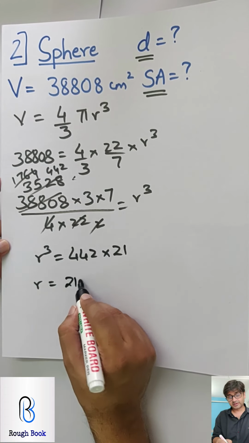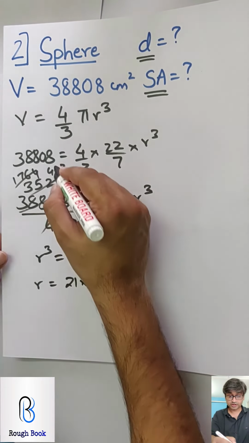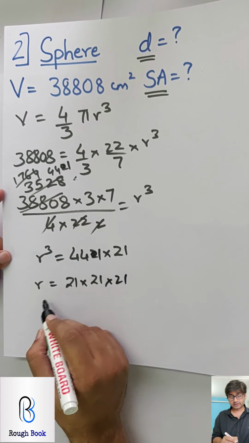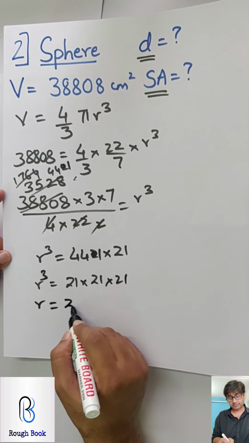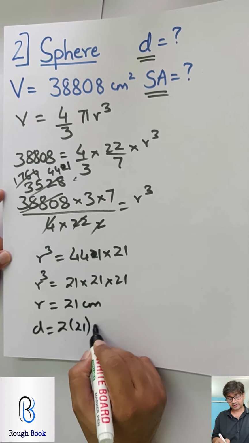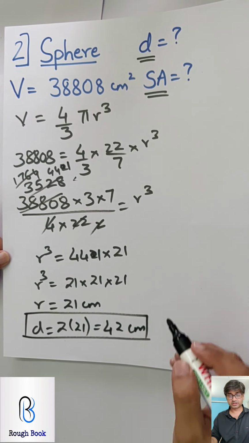So 442 is basically 21 square. No, 441 it should have been. Sorry, my bad. 441. And one more 21 is r cube. So r will be 21 centimeters. So diameter will be double of this, 42 centimeter. So we managed to get our first part.